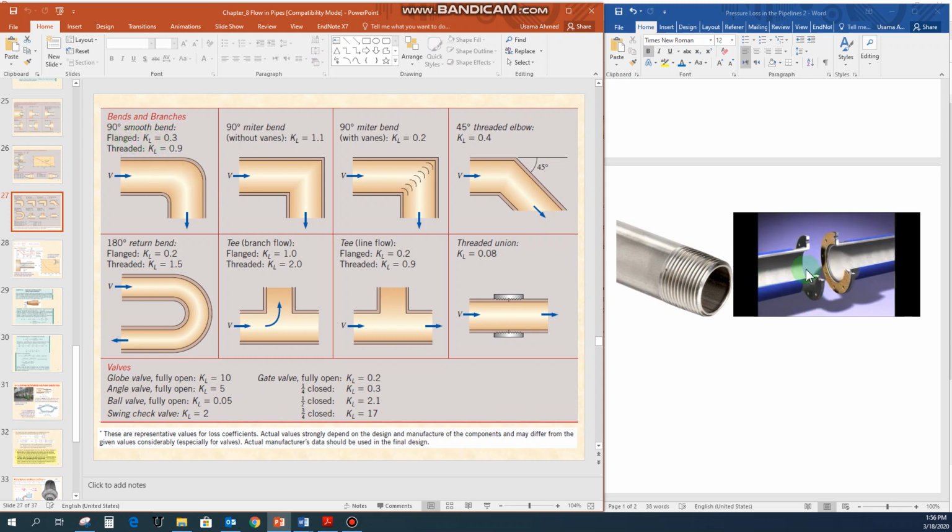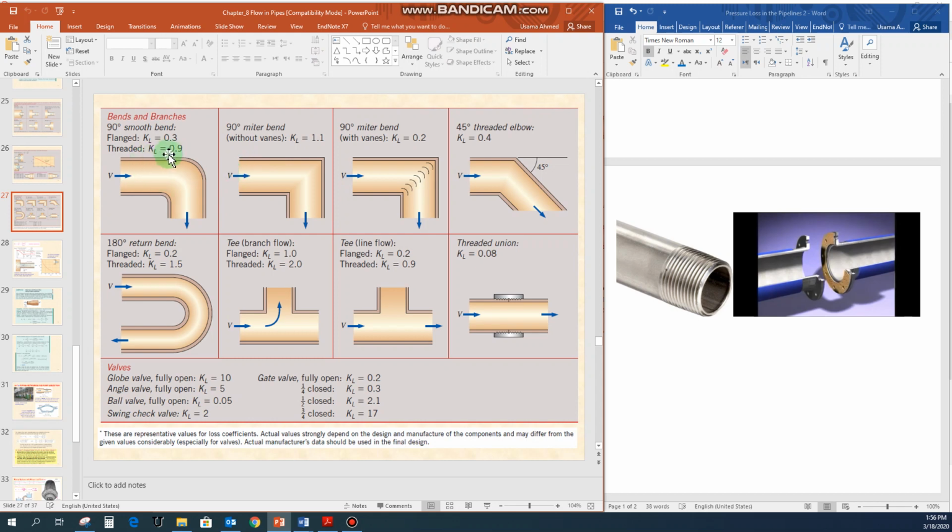If you are connecting the two pipelines that are having a flange on it, and you put screws to connect these two pipelines, there is a different value for the KL. So it depends on the type of connection you are developing between the two pipelines. Okay, so from here you can see the situation. If you are using the flanged joint system, then you can get the value for this KL 0.3. If you are using the threaded one, the value could be 0.3.